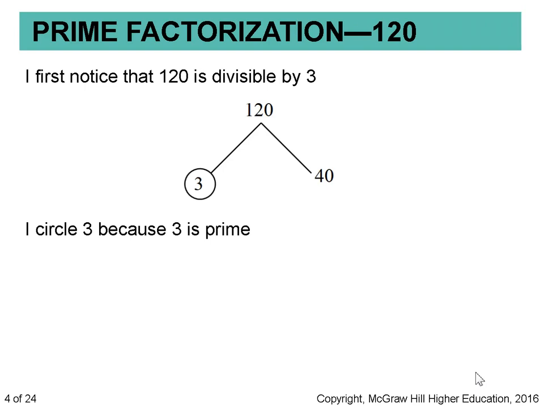I divide 120 by 3. 3 is a nice prime and it's easy to start with. I can see that 120 is divisible by 3 if I remember this or use my divisibility test rules. 3 goes into 120 40 times, so I mark my branches 3 and 40. 3 is prime, so I circle it. 40 is not prime, so I don't circle it.